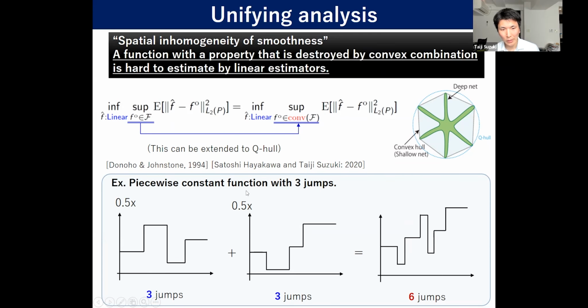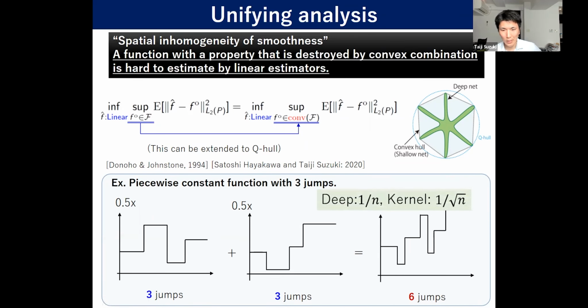Both of them are included in this function class, but the convex combination can be outside of this function class. Therefore, this function class is not closed under convex combinations. Actually, by taking the convex combination of these functions, you have a function with six jumps. So this is outside of this function class. This function class is not closed under convex combinations.